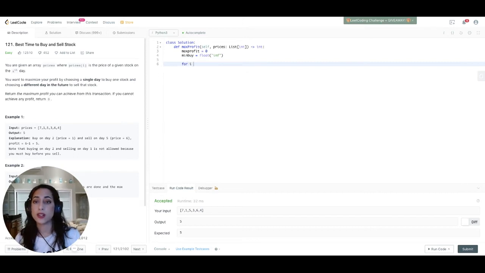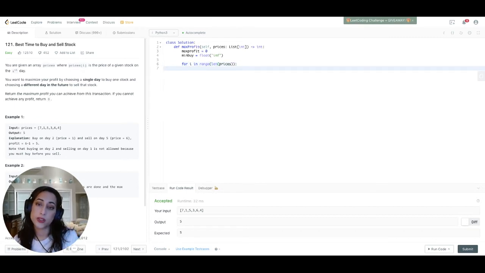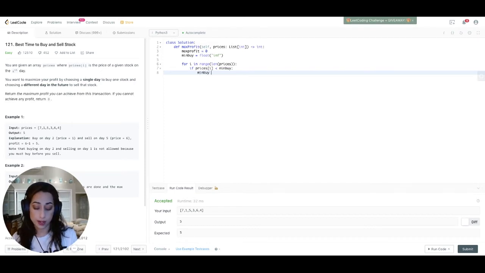So let's go ahead and iterate for i in range of the length of prices. Okay. We are going to check whether this is a new valley, right? So we're going to say if prices[i] is less than min buy, then that means that min buy is going to now be prices[i], okay?